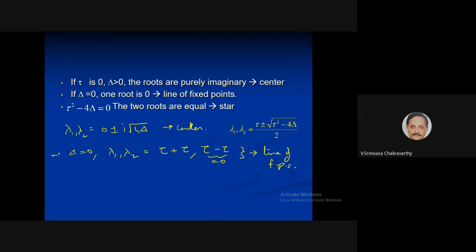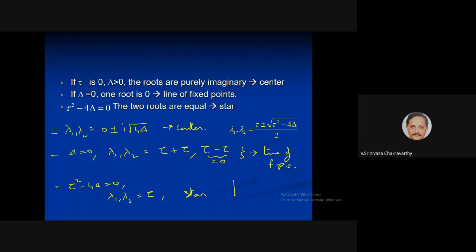Then finally, the last case is tau square minus 4 delta is equal to 0. So that means this term is 0. So then lambda 1, lambda 2 are both equal to tau. So both roots are the same. So if both roots are the same, both eigenvalues are the same, then you have a star.